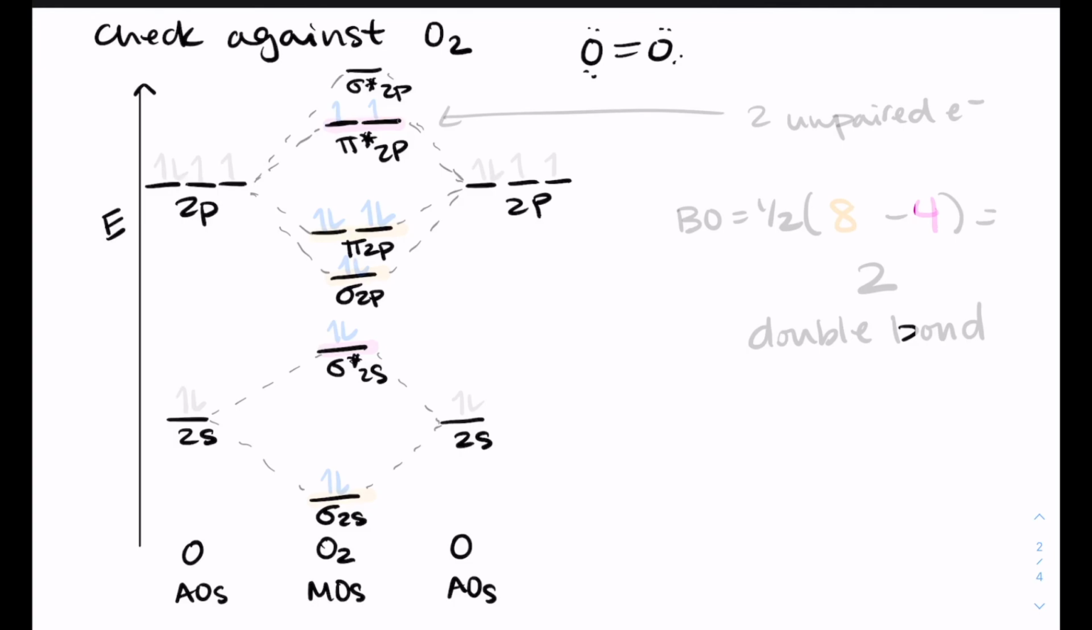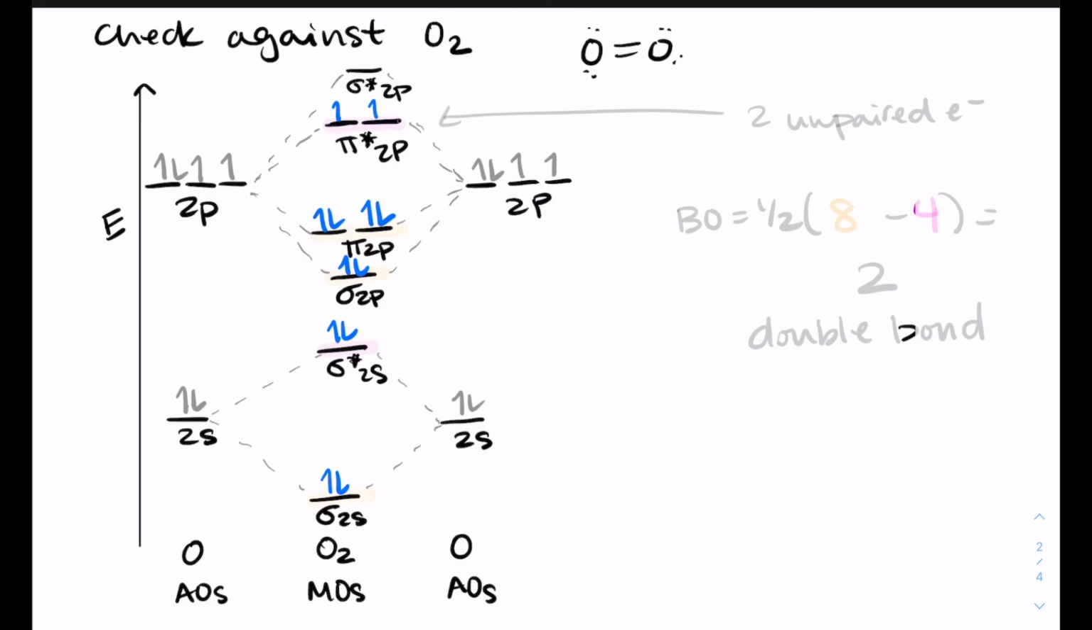Electrons don't pair up unless they have to, even in MO diagrams. So I have these 2 unpaired electrons that show up in my MO diagram that do not show up in the other models. So these are the 2 unpaired electrons that we are seeing experimentally, and that's where they are. They're in a pi star 2p molecular orbital in O2.